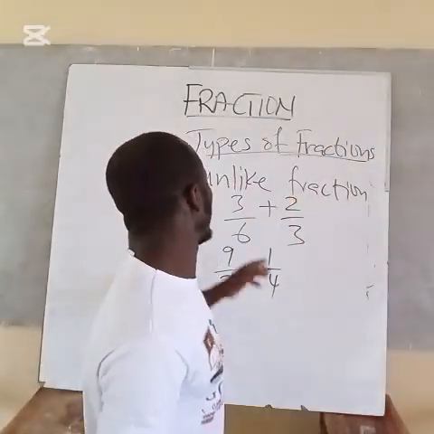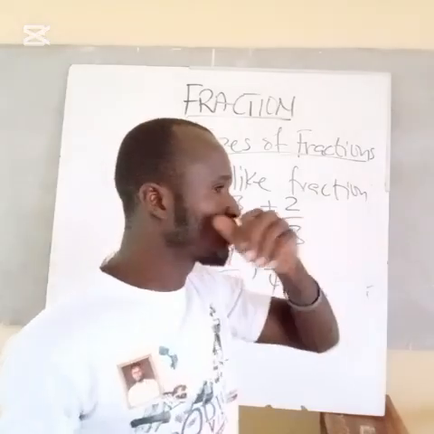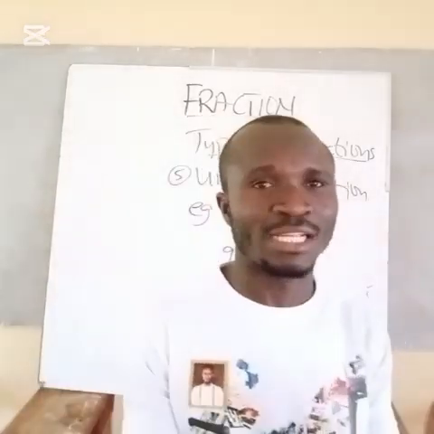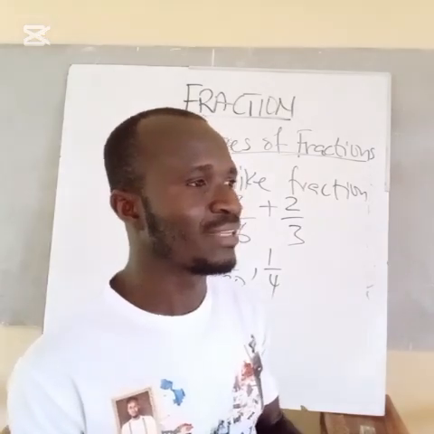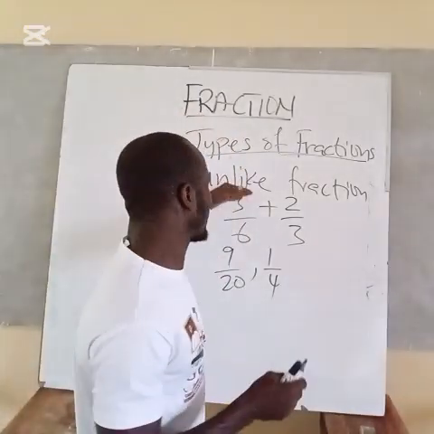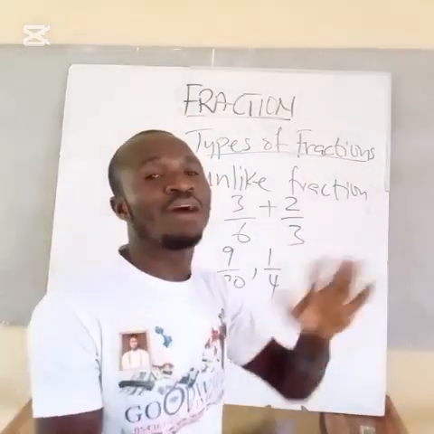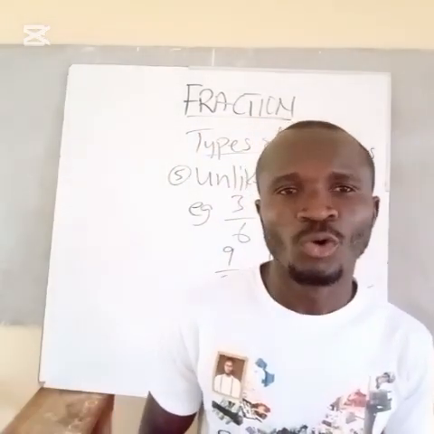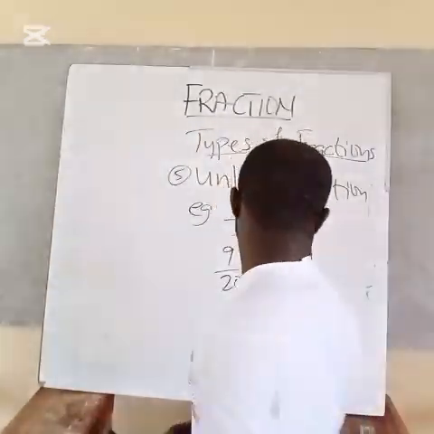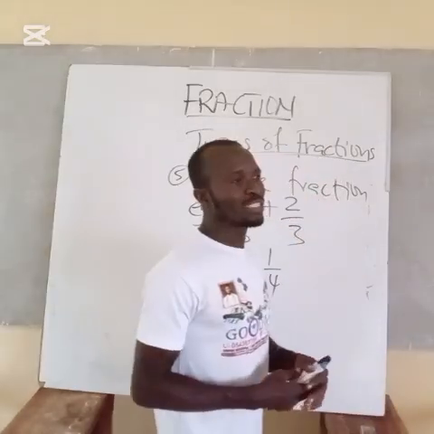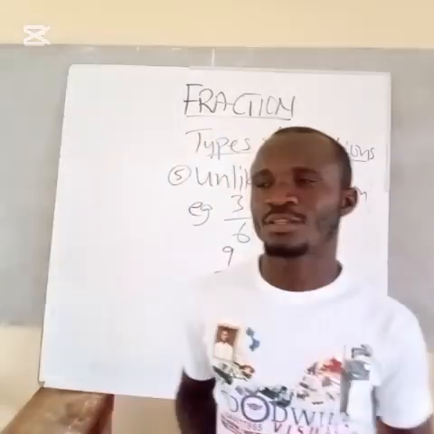Then we looked at like fractions: two fractions that have the same denominators. Then unlike fractions: two fractions that do not have the same denominators. So with this, I hope you have learned something. In our next lesson, we will continue with fractions.